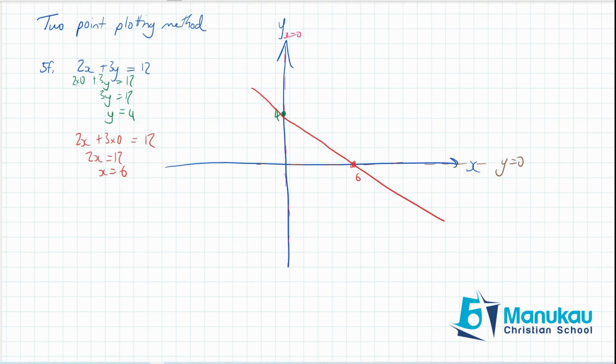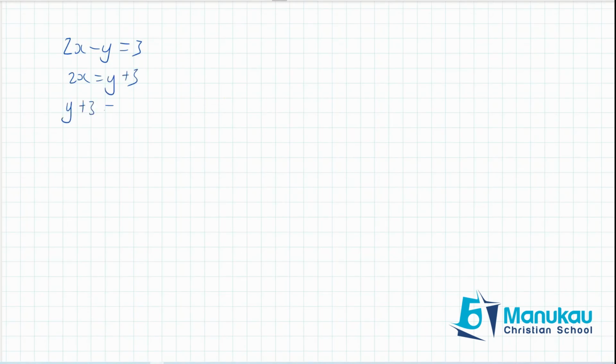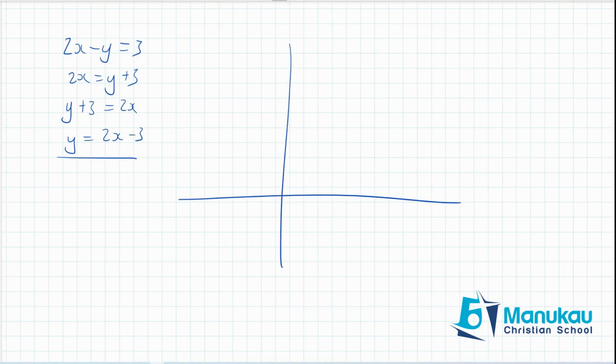I'll do one more example. This is not a 2-point plotting example. This is just doing a quick sketch. I need to apparently sketch, this is 5g, 2x minus y equals 3. Well, I'm going to go and change my equation to this, and then I'm going to write it so that y is at the front. Then I'm going to get the y by itself by subtracting 3. And now you see that I have a y equals mx plus c. And here's my y. Of course you can do this neater in your book.